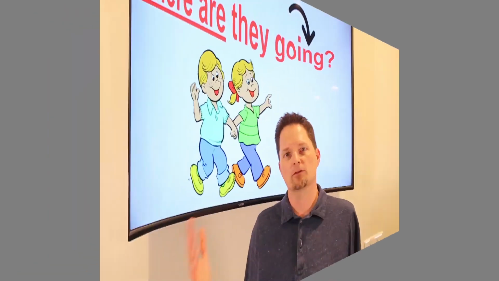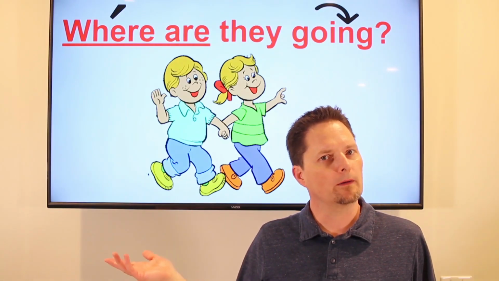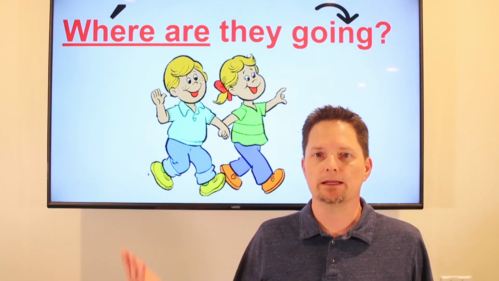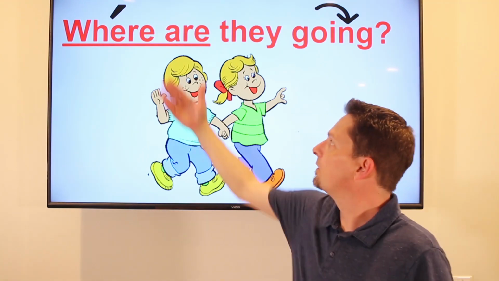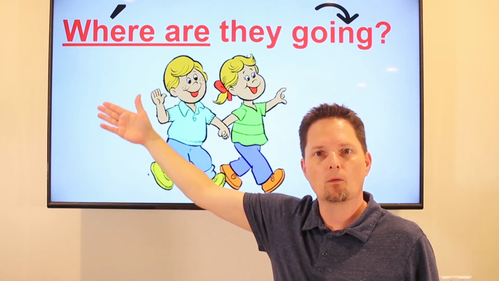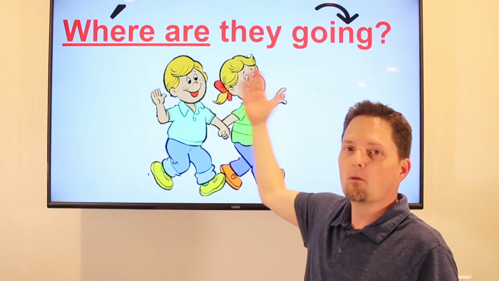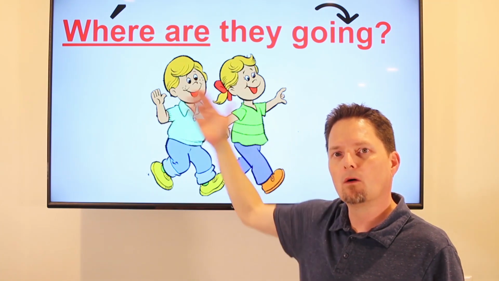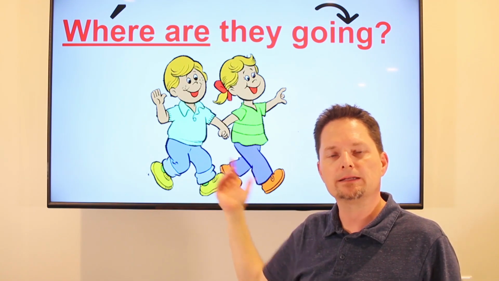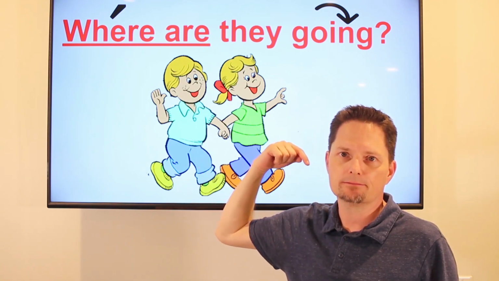Let's get started. Our first example, where are they going? You don't have to say it fast to sound fluent. Just link the words together. Where are? Together. Where are they going? Together. Where are they going? Intonation goes down at the end.